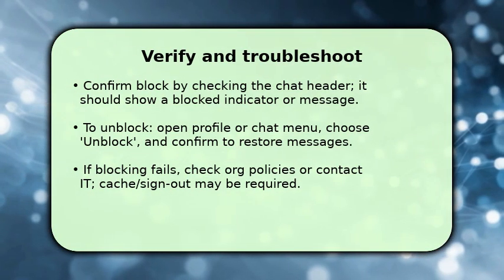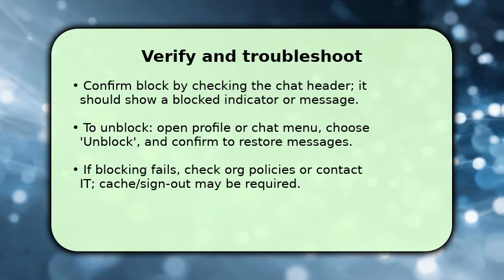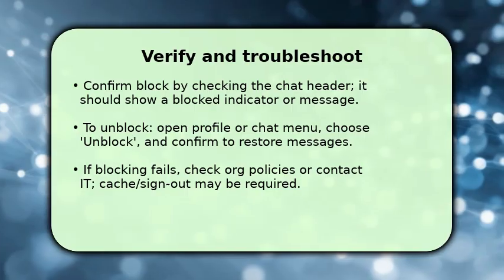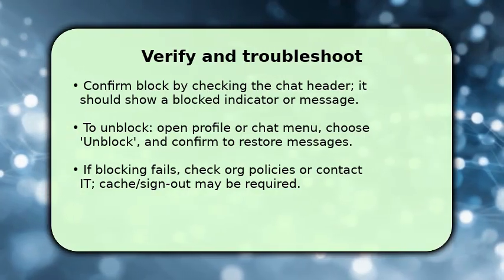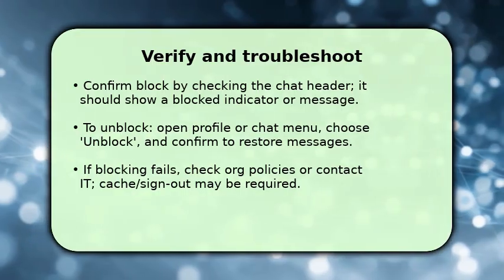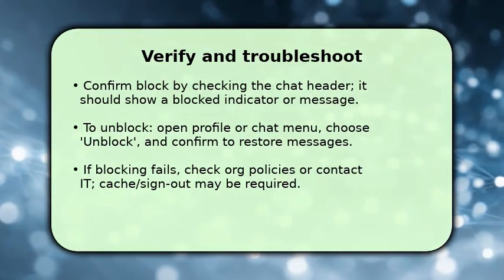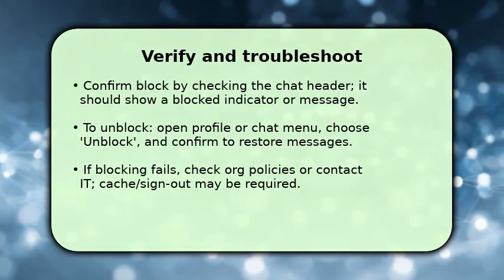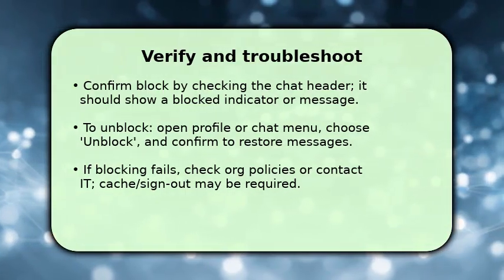If you change your mind, open the same menu and select Unblock to restore messaging and calling immediately. If blocking doesn't take effect, make sure Teams is up to date and sign out/sign in to clear cache, then retry. If problems persist, contact your IT admin. Tenant policies or directory settings can prevent blocking, and they can adjust controls for your account.